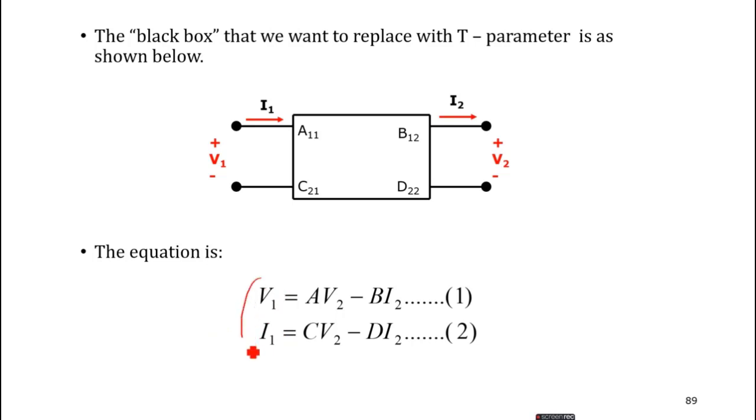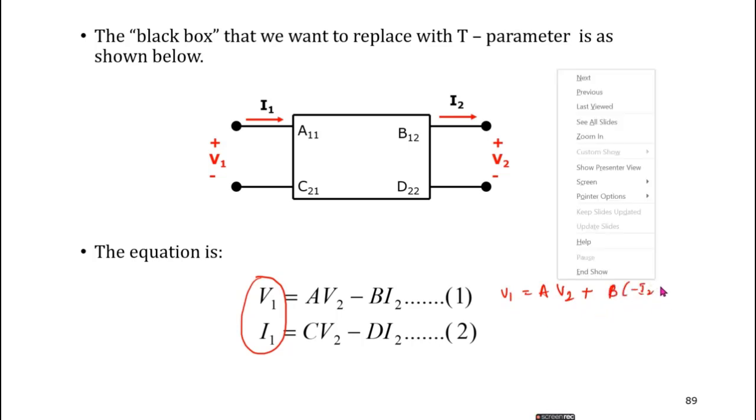Sending end parameters are expressed in terms of receiving end parameters. Receiving end parameters are here V2 and I2. Sending end parameters are V1 and I1. So V1 is expressed in terms of I2 and V2. I1 is expressed in terms of I2 and V2. Alright. Or else it can also be written as V1 equals A into V2 plus B into minus I2.